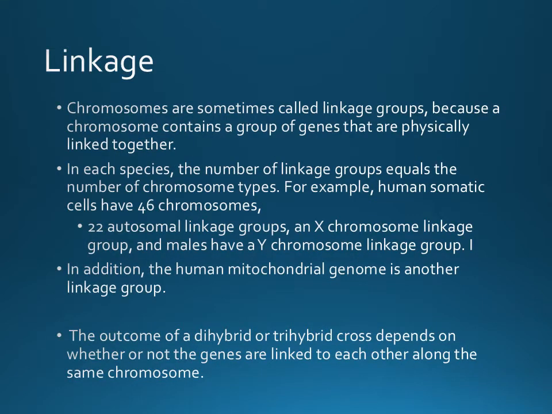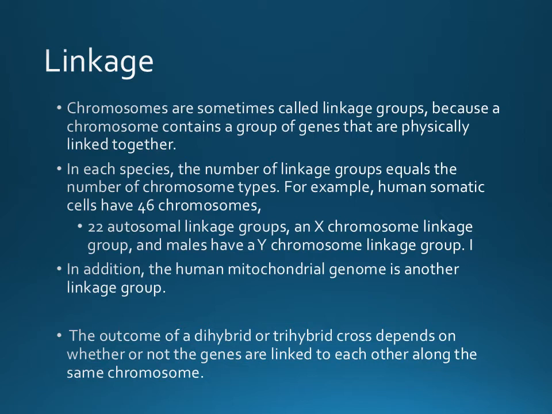Chromosomes are sometimes called linkage groups because a chromosome contains a group of genes that are physically linked together. In each species, the number of linkage groups equals the number of chromosome types. For example, human somatic cells have 46 chromosomes, in which 22 are autosomal linkage groups and an X chromosome linkage group, and males have a Y chromosome linkage group.